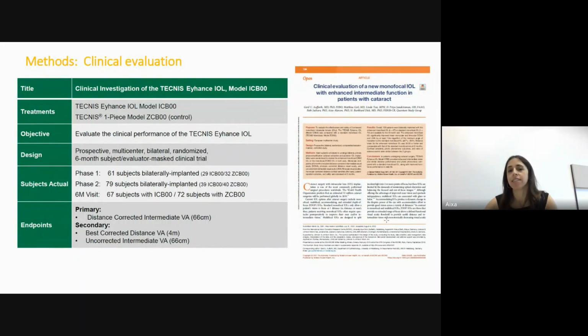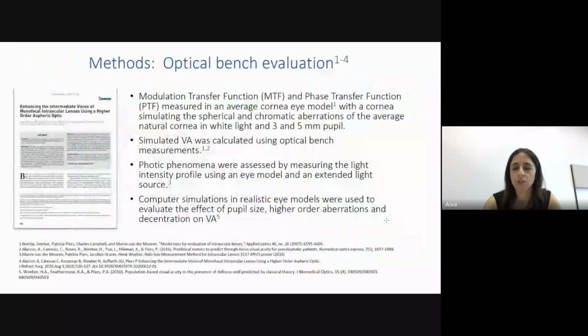So to validate this design and that it was actually meeting the design goals, we followed two different tracks. We have the outcome of the clinical study, where we compare, of course, the lens with the monofocal lens. And you can see here, these studies are all standardized. They are prospective, multicenter, bilateral, randomized. And we also usually have a follow-up of up to 6 months. And we also did preclinical testing, with optical bench evaluation.